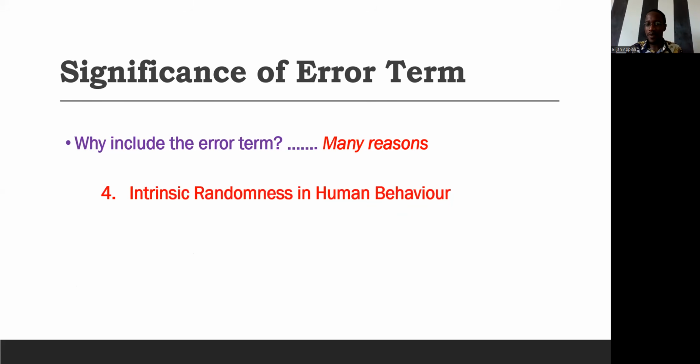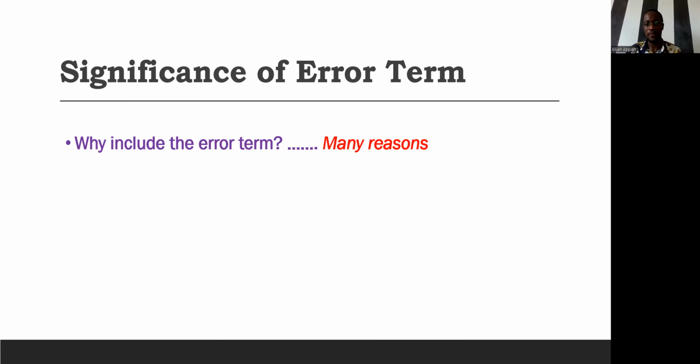Another thing is intrinsic randomness in human behavior. Let's keep this very simple. As long as there is a human being the subject of the study, of course, there is going to be human error. So we have human fallibility to errors, and for that matter, we bring the U parameter there.